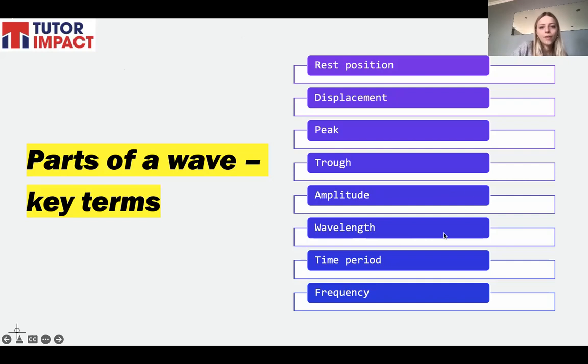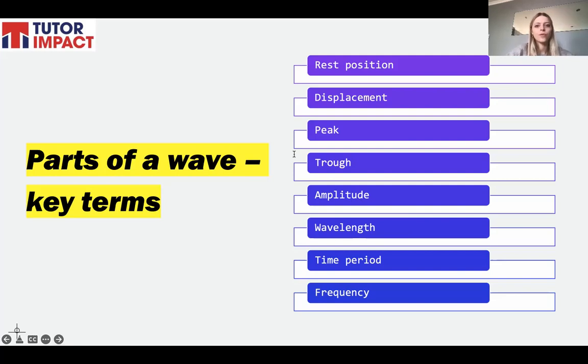The next word we have is wavelength, and that is the distance covered by a full cycle of the wave. It's usually measured from peak to peak or trough to trough. Don't worry, we'll be looking at a wave diagram in the next slide, so we're going to look at these in practice.